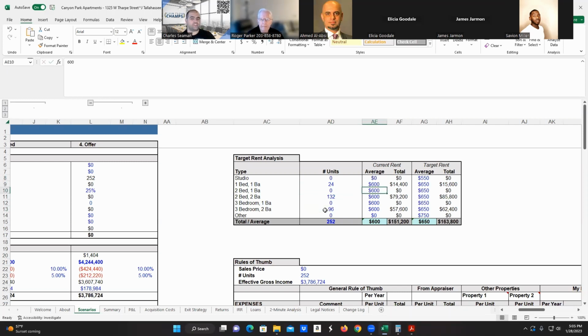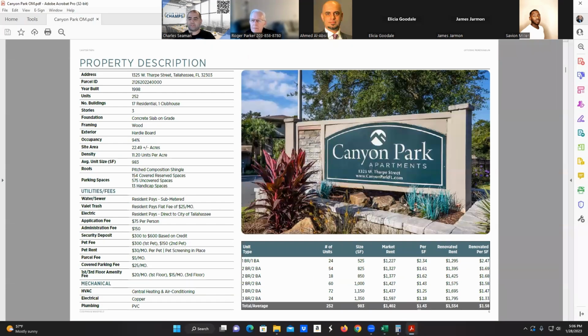So keep in mind, guys, as you enter this here, the target rent analysis chart does not affect anything in the underwriting. The reason I fill this in is simply to give you a bird's eye view of the unit mix at the property and also your starting and ending point. So this is just more for the optics. It doesn't really do anything for your underwriting.